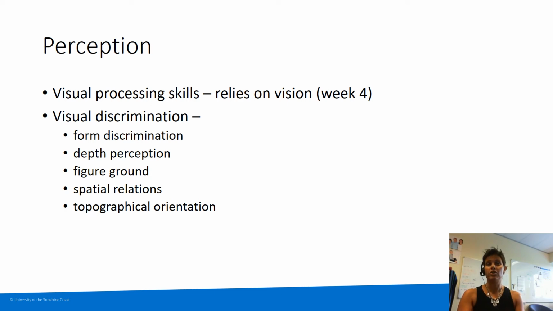And then topographical orientation is how things lie in relation to each other. So these are all sort of concepts within perception, and they're all areas that our clients may have issues with. So someone might have an issue with form discrimination, or with figure ground, or with depth perception. And from an intervention perspective, we might target one of those things specifically as a foundational skill.